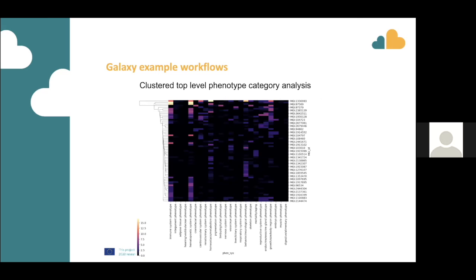And of course, one clear benefit of having this in an environment like Galaxy, or a workflow management system like Galaxy, is that you can simply add additional tools. For example, here providing a hierarchical clustering to identify genes sharing a particular phenotypic profile across those top levels.